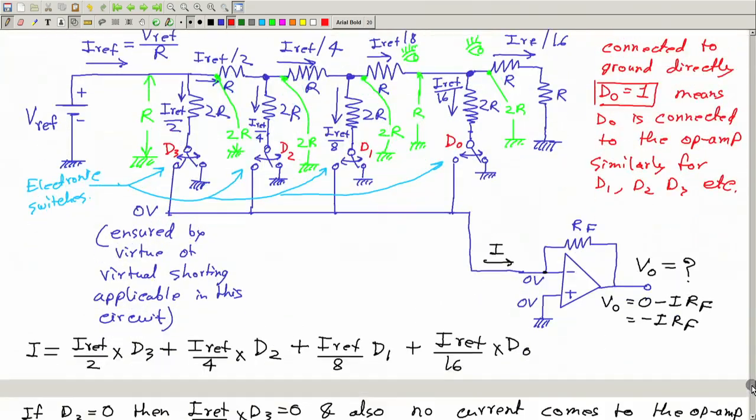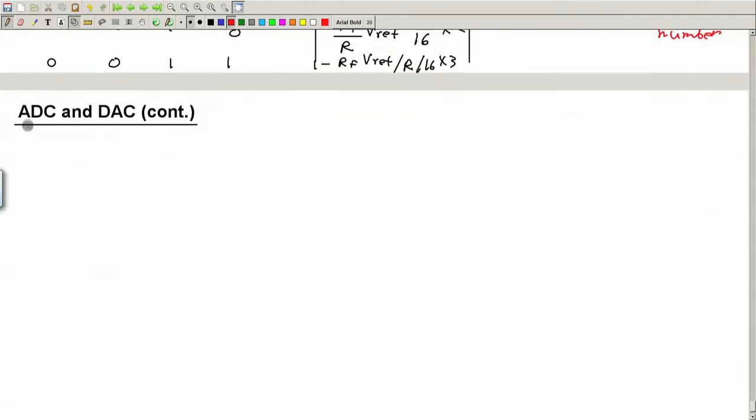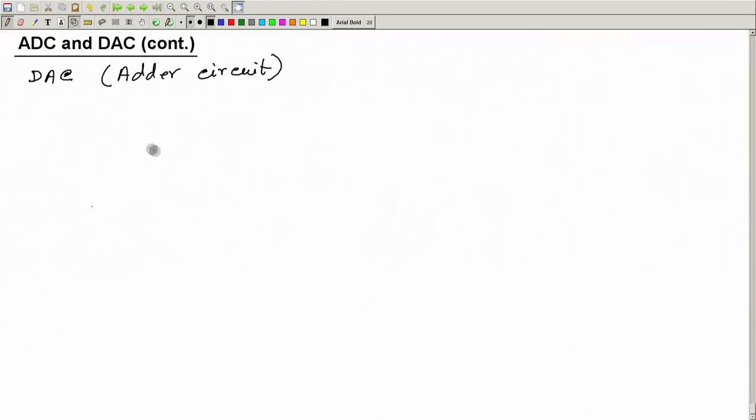Let us now see another DAC, and you might have seen this before, which we call the adder circuit. This is once again made up with an op amp, and there is a lot of similarity between this circuit and the previous circuit. Let us first see this circuit.